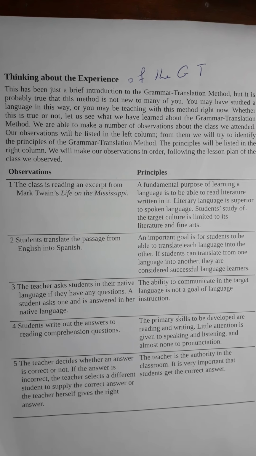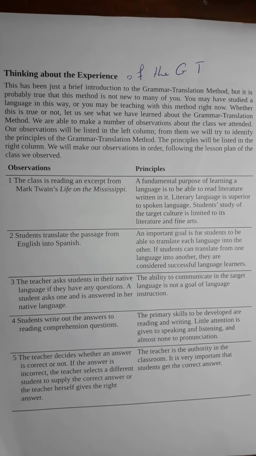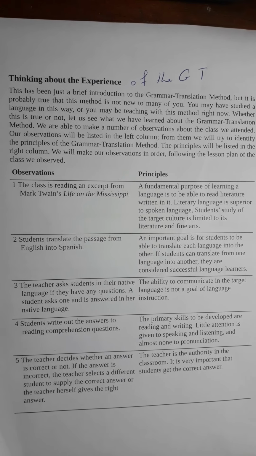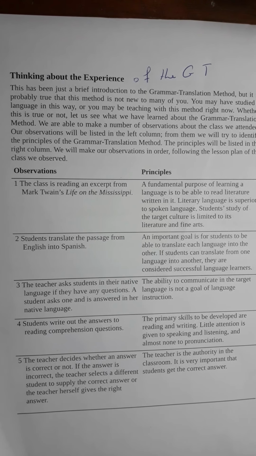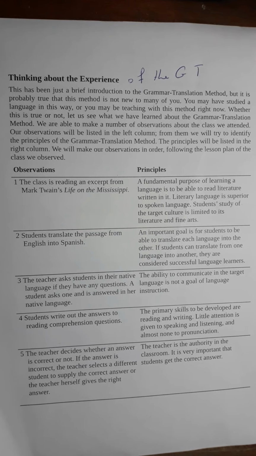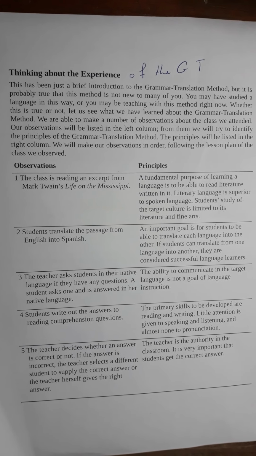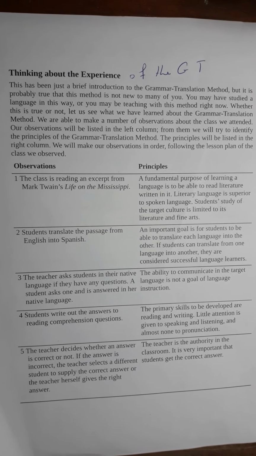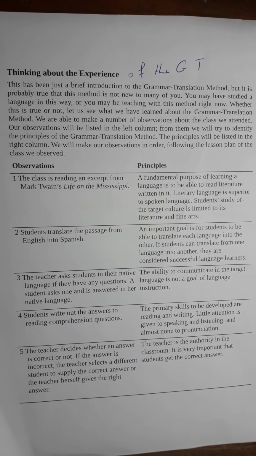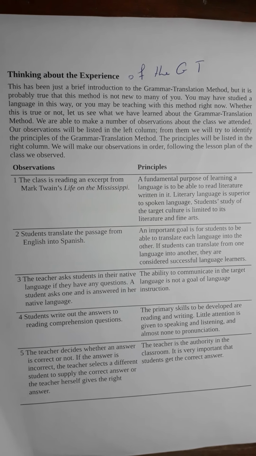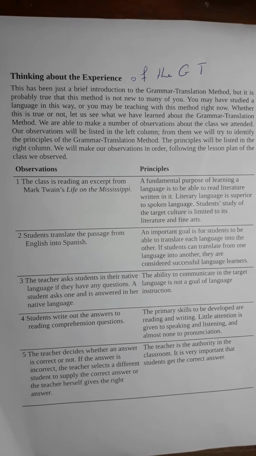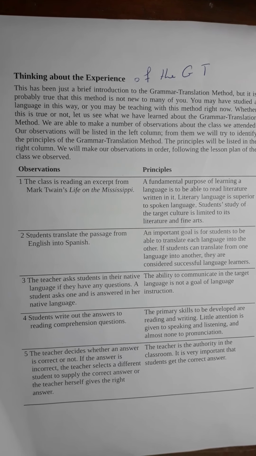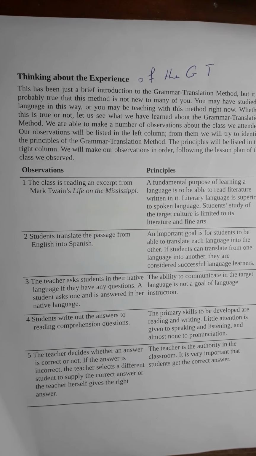If we move to item number 5, the teacher decides whether the answer is correct or not. In this case, we mentioned that the grammar translation method is a teacher-centered method in which the teacher is the center of the teaching classroom. The teacher is the authority. He gives the students instructions, and the students only receive the instructions and follow what the teacher says. This includes deciding if the answer is correct or not and providing the students with the correct answer.